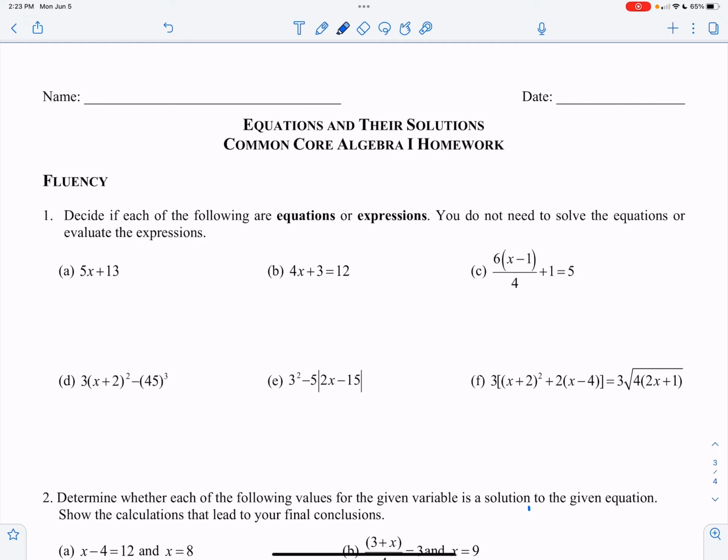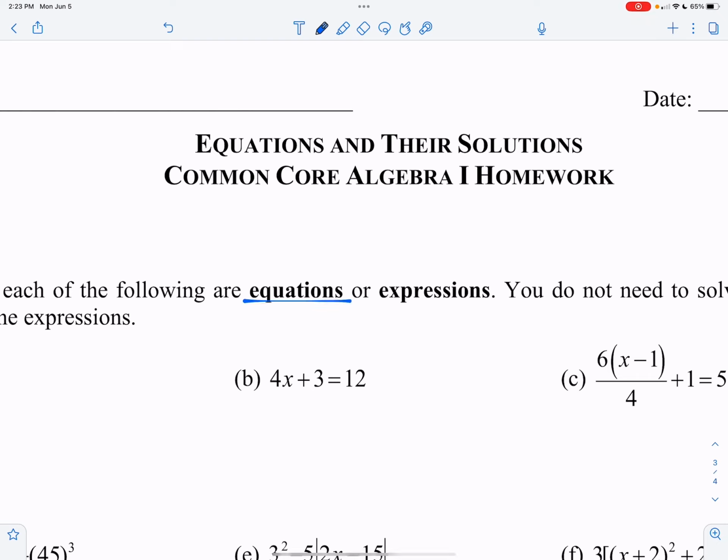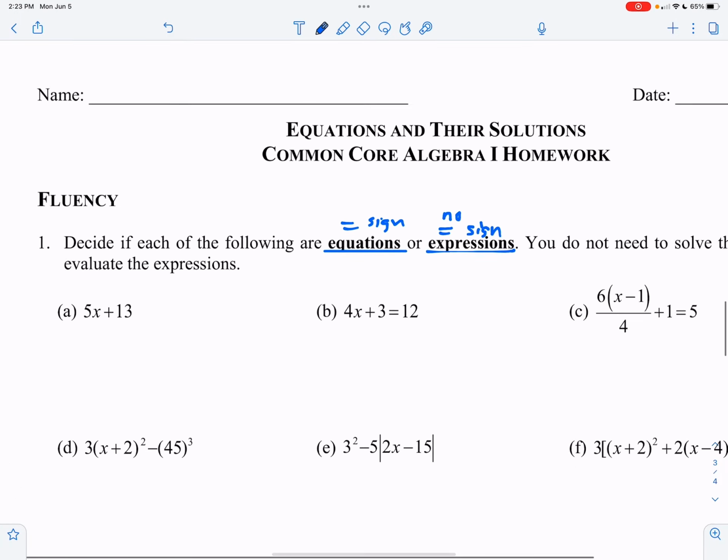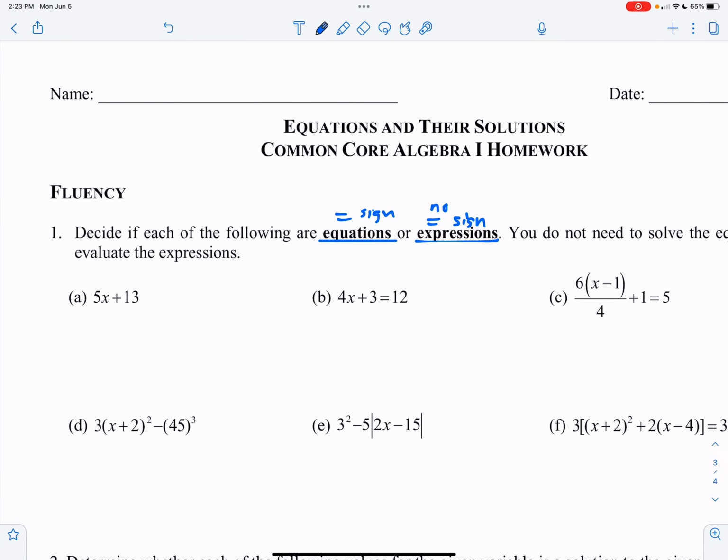Number 1, decide if each of the following are equations or expressions. You do not need to solve any equations or evaluate any expressions. Now, what's the difference? Equations have an equal sign. Expressions, no equal sign. Okay, that's the main difference. So that's going to be pretty easy for us to identify.